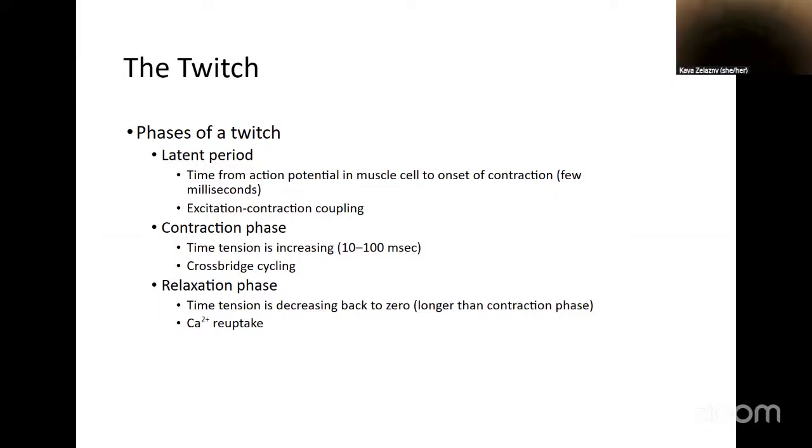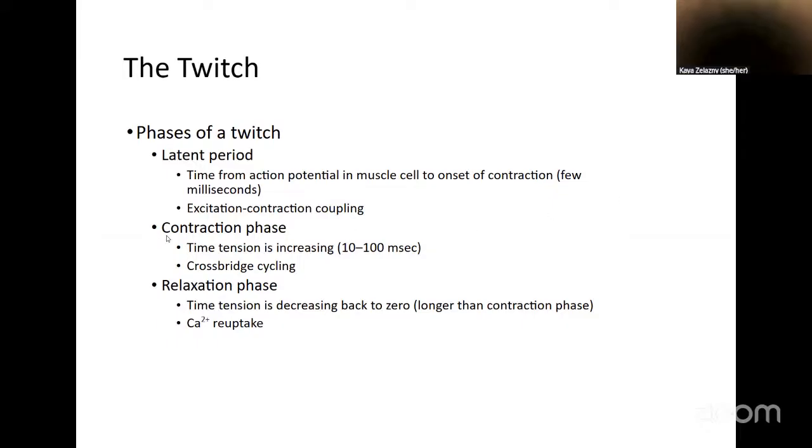This is going to be about a few milliseconds. This is the time when we're going to be doing that excitation contraction coupling we just talked about, right? So we're sending that action potential down our T tubules and triggering that release of calcium from the sarcoplasmic reticulum during this time. So we have a couple steps that need to happen here. Then we're going to start to notice actual contraction, right?